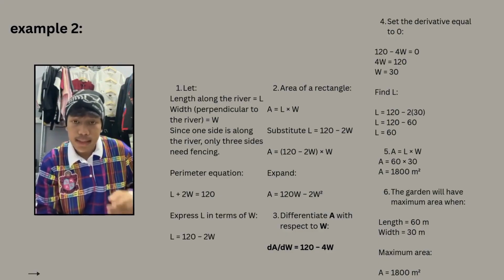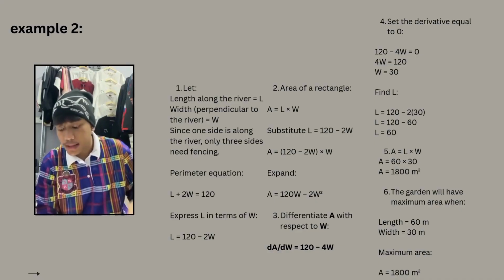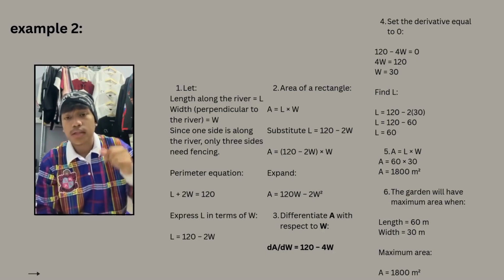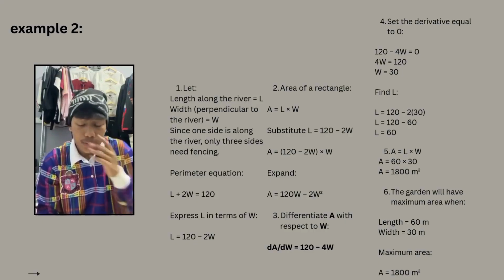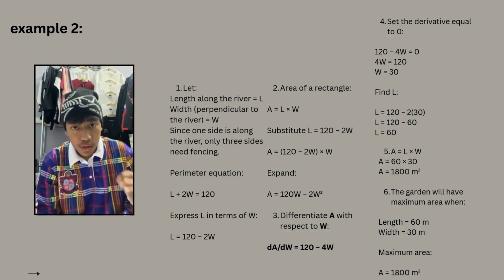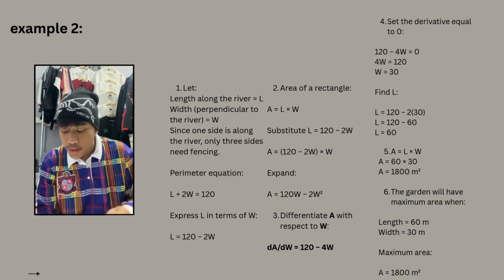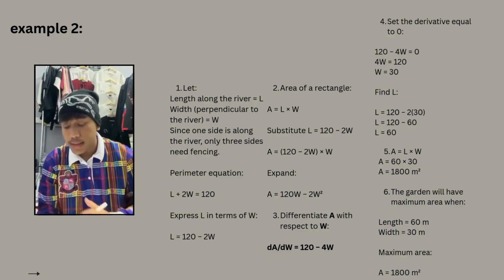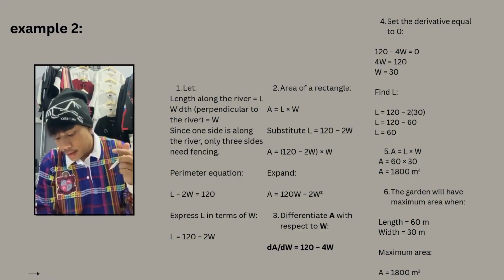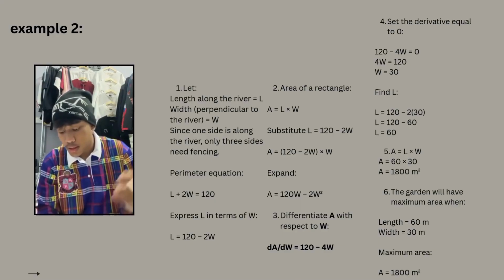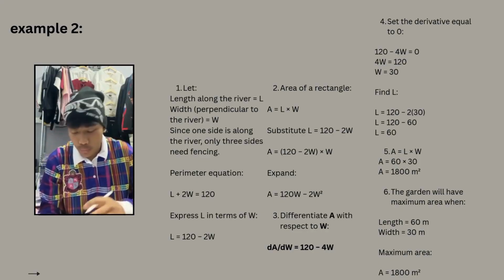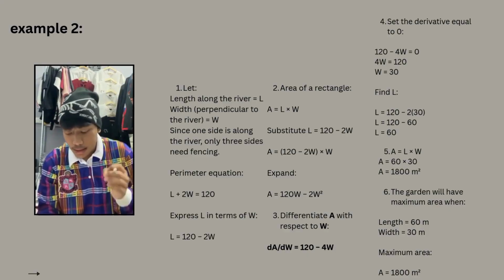The area of a rectangle is A equals L times W. Substitute L equals 120 minus 2W. A equals (120 minus 2W) times W. After expanding, we get A equals 120W minus 2W squared. Next, we differentiate the area function to find the maximum area. dA/dW equals 120 minus 4W. To find the maximum value, we set the derivative equal to 0. 120 minus 4W equals 0. Solving the equation, W is 30.